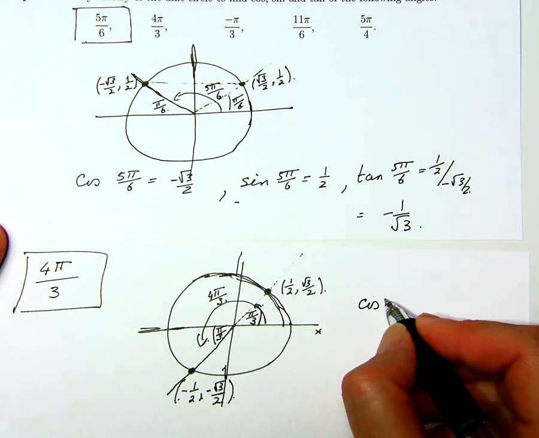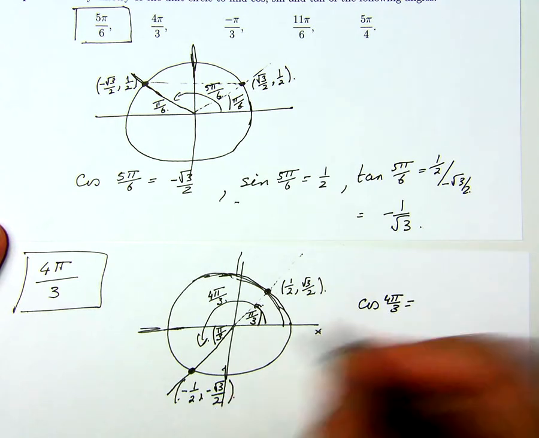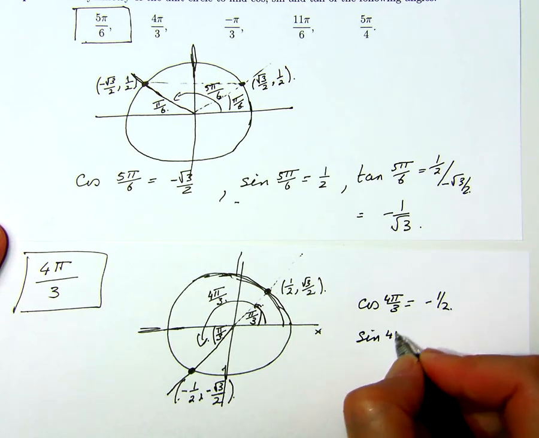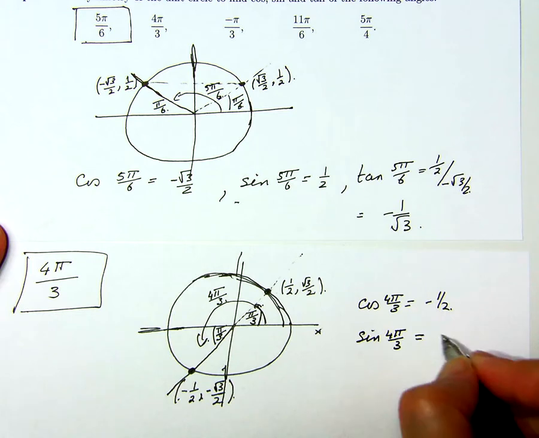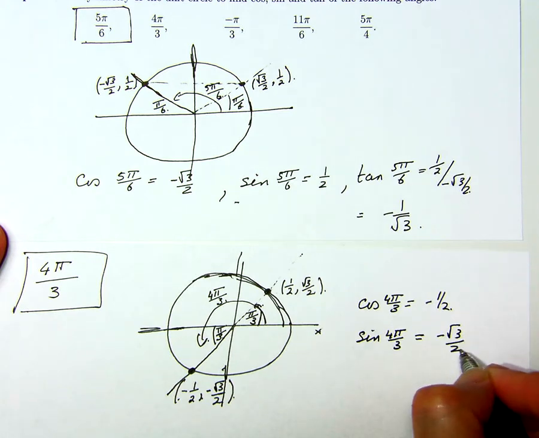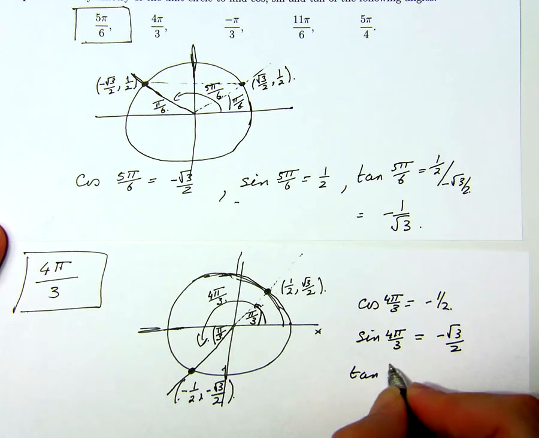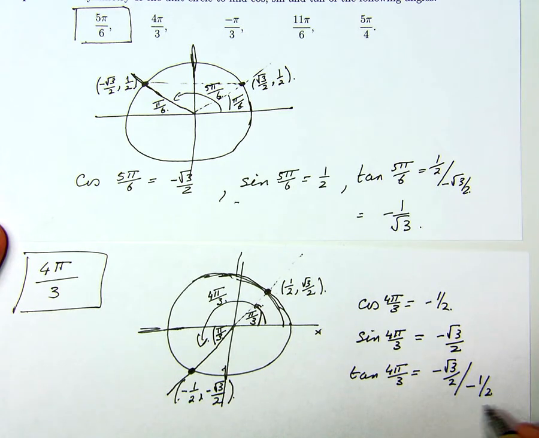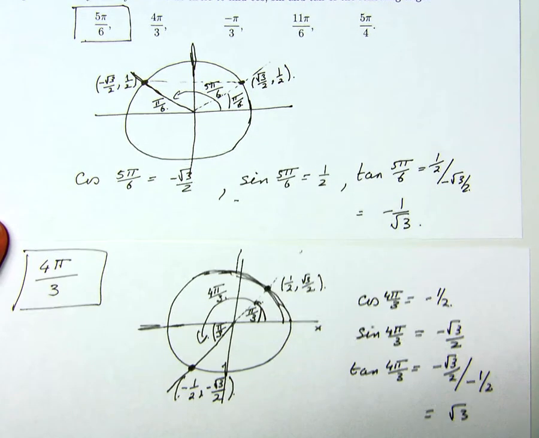So I have cosine 4 pi over 3 is the first coordinate here, which is negative 1/2. Sine 4 pi over 3 is negative root 3 over 2. Tangent 4 pi over 3 is sine over cosine, so it's negative root 3 over 2 over negative 1/2. Those negatives and the 1/2s cancel, and that's the square root of 3.